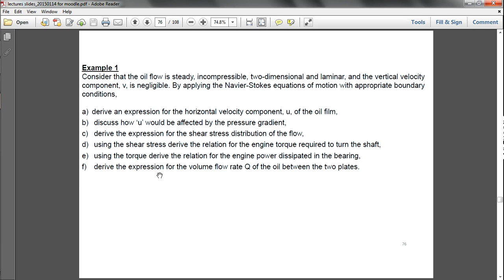So next video I'll derive an expression for the volume flow rate Q of the oil between the two plates. What it means I'll explain later, so see you in the next video.